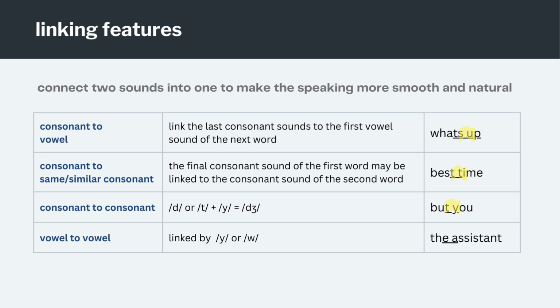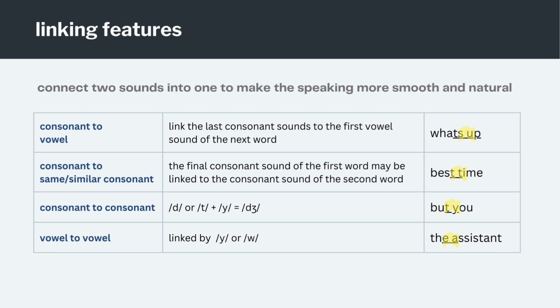Some vowel sounds are linked by a y. Others are linked by a w. The assistant professor published no articles recently. The assistant? No articles. The assistant professor published no articles recently.